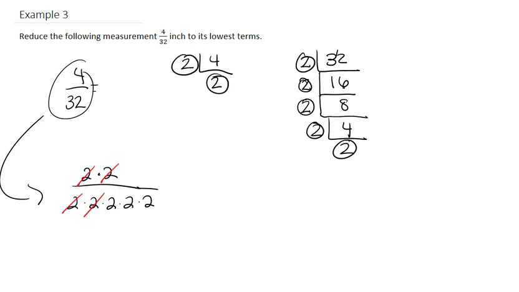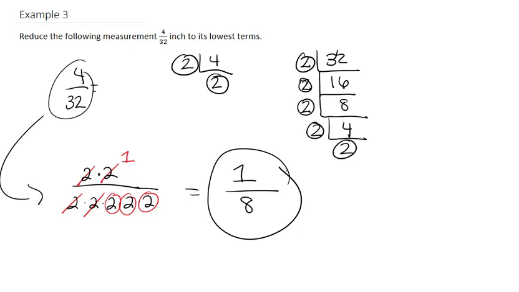Those cross out. But as you can see, we are left with no more numbers on the top. So we are done. So on the bottom we save these 2's, and on the top we'll just write 1, because 2 divided by 2 is just equal to 1. So what we have is 1 over 2 times 2 times 2, which is equal to 8. So 1/8 is the same as 4 over 32.